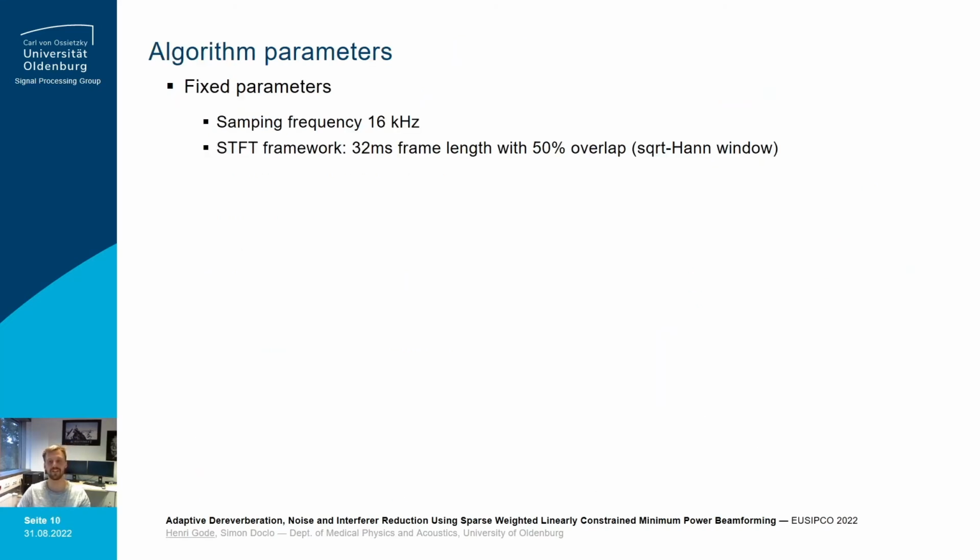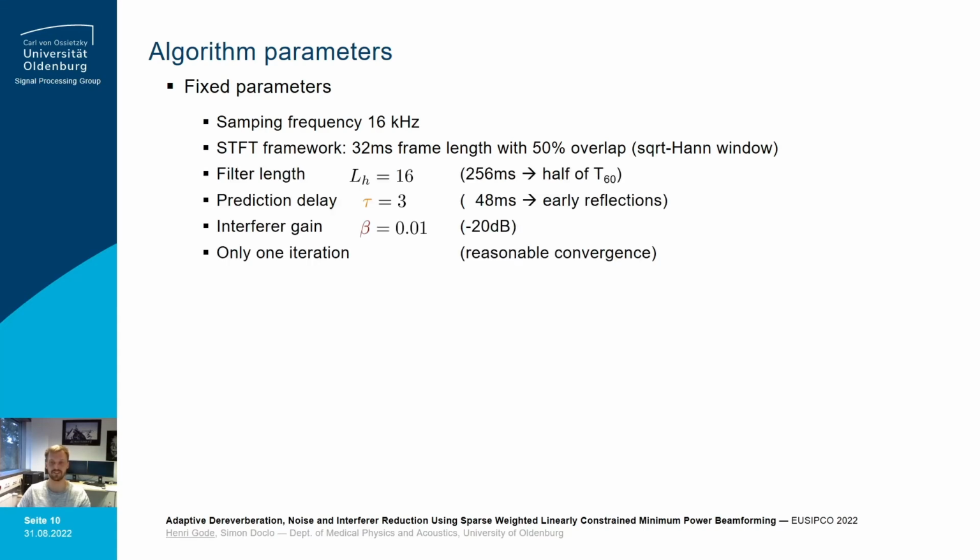So here you can see the fixed parameters of the algorithm. The signals were simulated at 16 kHz, and the STFT framework used frames of 32 millisecond length and 50% overlap. The filter length was set to 16, corresponding to 256 milliseconds, and the prediction delay tau was set to 3 in order to keep the early reflections. The interferer gain was -20 dB, and we used only one iteration to save computational costs, since preliminary results showed reasonable convergence after the first iteration.